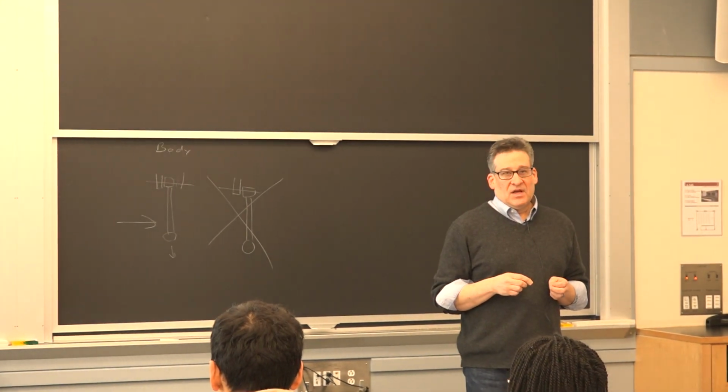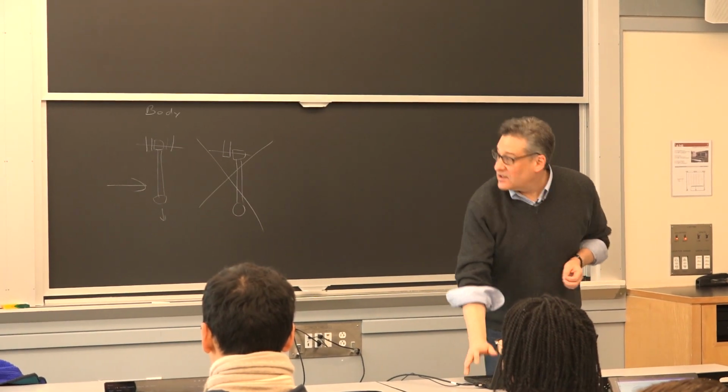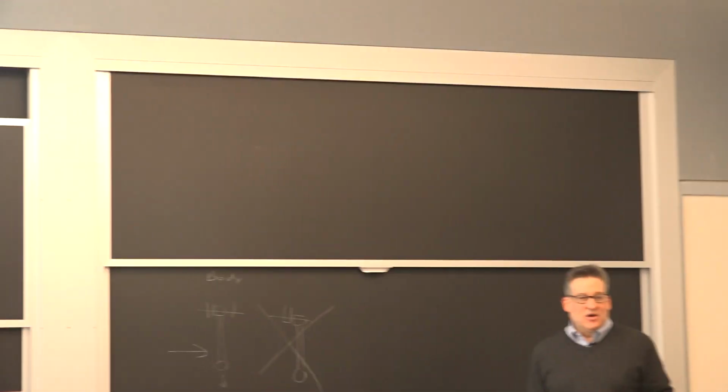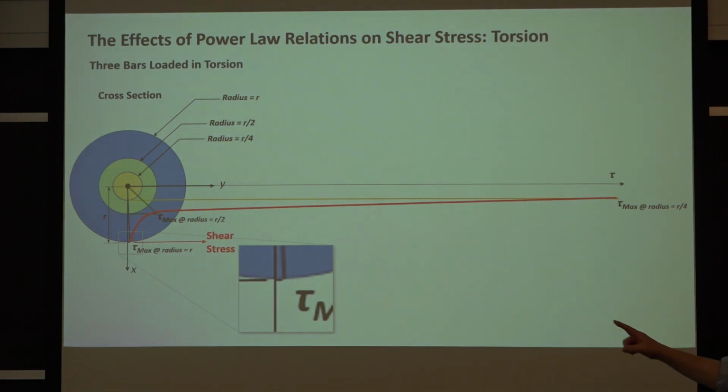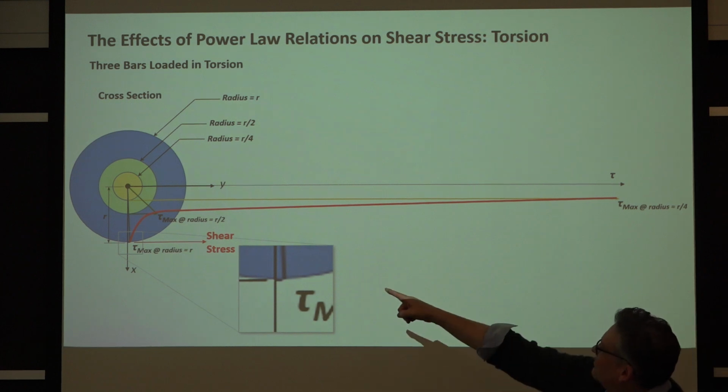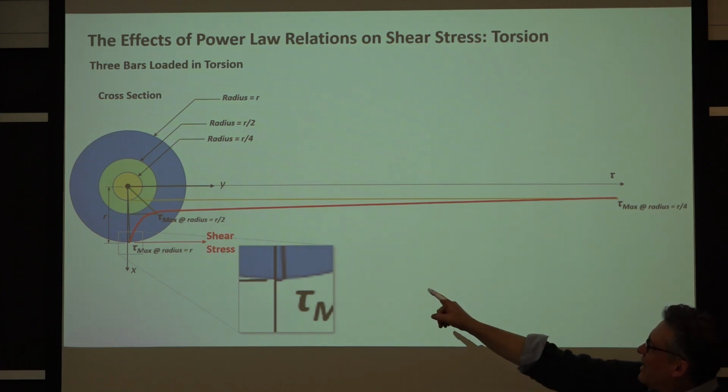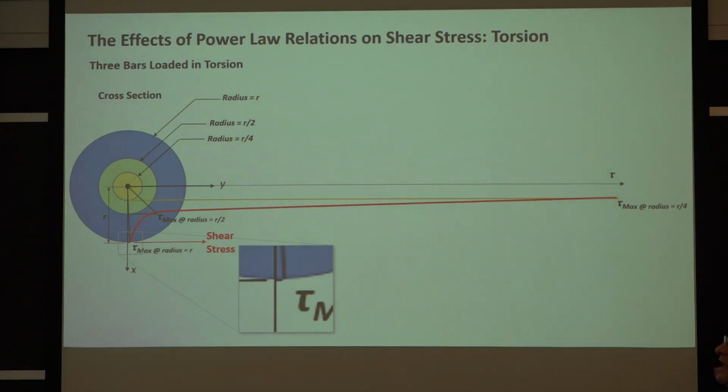In fact, it goes down with the fourth power. Just to give you an idea of what that means, I've done my best to draw this roughly to scale. What you're looking at here is the cross-section of three different rods that are in torsion. Okay? The first rod, the blue one, has a radius of r. Then if you halve that, you have the green one. Then if you halve that radius again, you have the yellow one. And if you look at the maximum shear stress, which is at the outer surface of this rod that's in torsion.